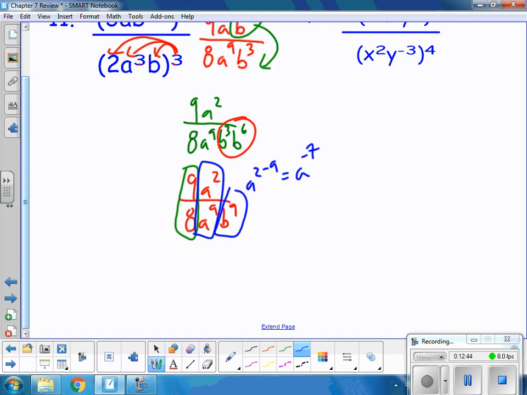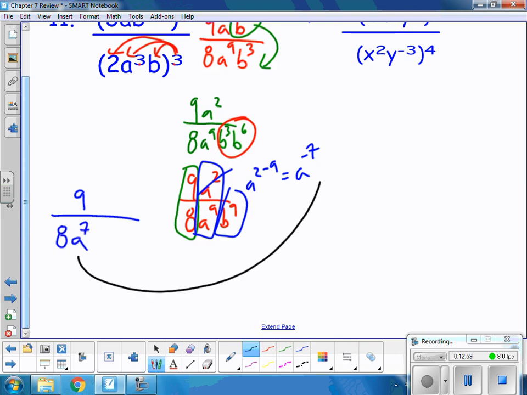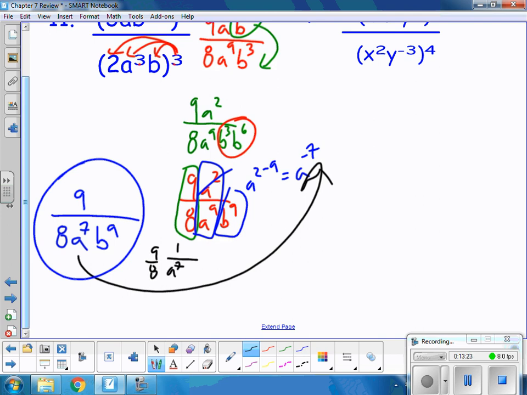So this all simplifies to 9, and that's it in my numerator because I simplified that out. And on my denominator, I'm left with 8 and a to the 7th, which is coming from here, and b to the 9th, which is staying. There is my simplified form. Some people might write it as 9/8, another way you could write this one would be 9/8 times 1 over a to the 7th, b to the 9th. But this is a better way to write this.